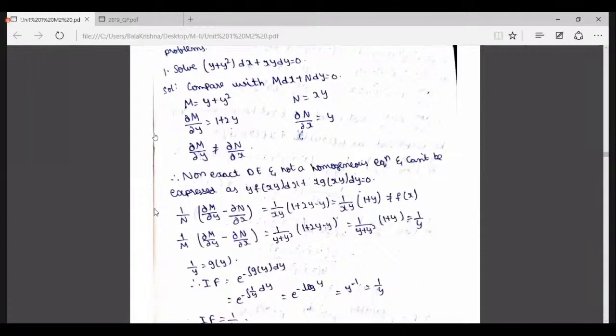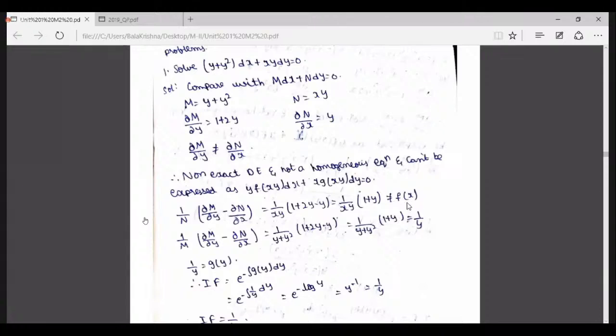I'm just verifying this one: is 1 by n into ∂m/∂y minus ∂n/∂x purely in terms of x or not? So when I go for this one, n is xy, so that is 1 by xy, and ∂m/∂y is 1 plus y minus ∂n/∂x is y. So which is in the form of 1 plus y by xy, where this y term cannot be removed. That means this is a function in terms of x and y, which is not purely in terms of x.